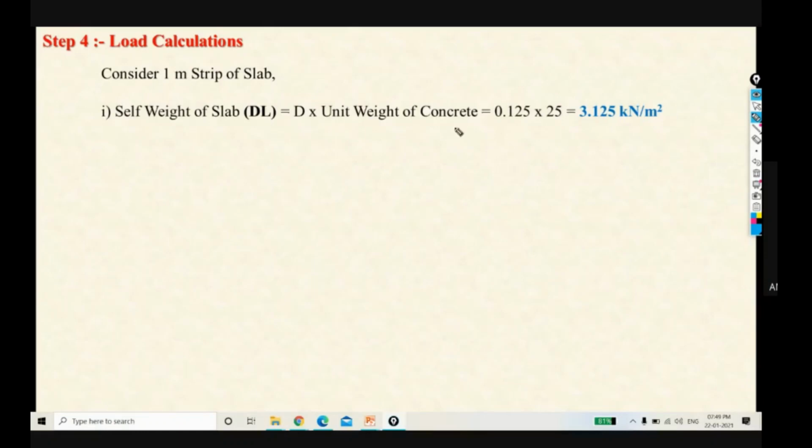Now the overall depth that we have considered is 125 mm, converted to meter, that is 0.125 into 25. So it is 3.125 kilonewton per meter square. Okay, this is our self weight.